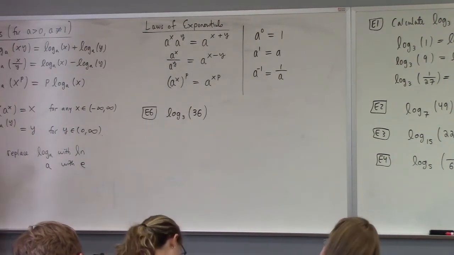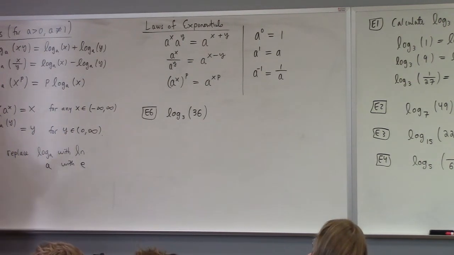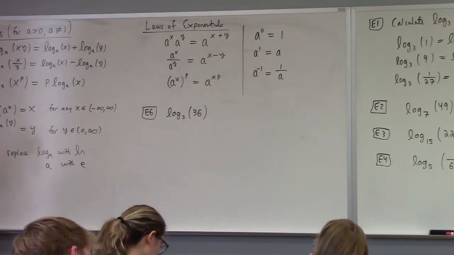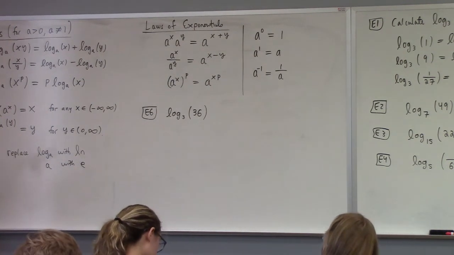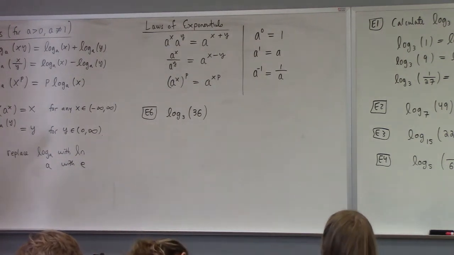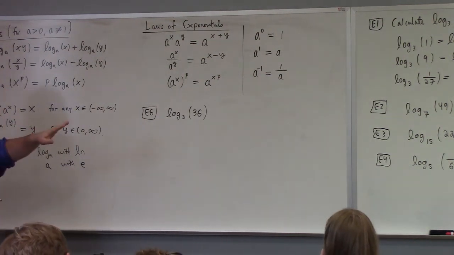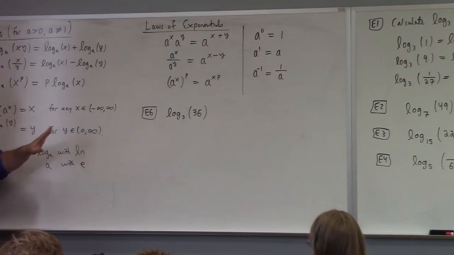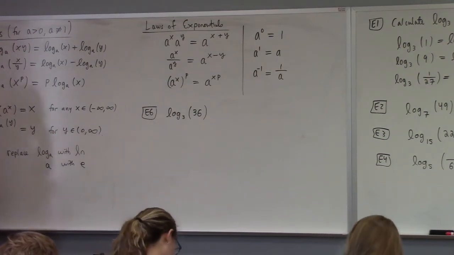Now, yes, we could be boring. We could go to our calculator and do natural log of 36 divided by natural log of 3, and we'd be done with it. That would be the number, right? True. We could calculate this using the change of base formula, right? But let's not do that, yeah?